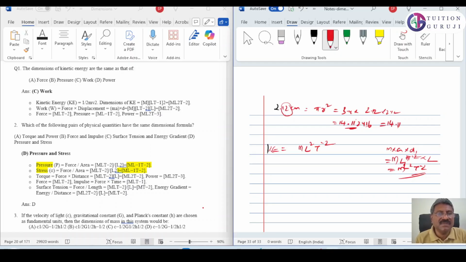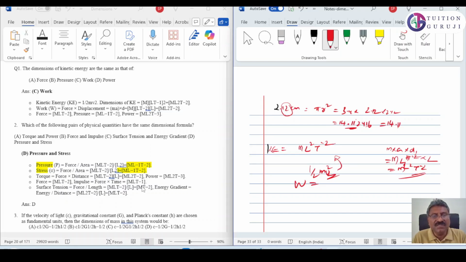Whether it is the same as that of force? It is not equal to force, because force into distance gives the energy. Kinetic energy, you can also say half m v square, gives the same dimension. Work and energy are the same, so work will also give the same dimension. So the answer is work.